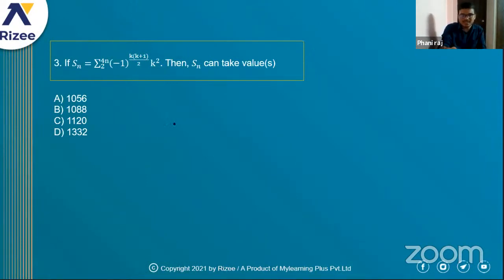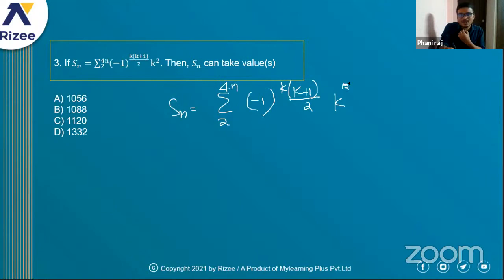This is also one of the most interesting problems in JEE. You are given Sn equal to the summation from 2 to 4n. Now you see, none of us have ever seen this formula previously, right? So in such cases, what you should do is first write the first few terms. Obviously you do not know what n is. If n is 1000, you'll have to write till 4000 terms. But just to know how the pattern is changing, write at least 4 or 5 terms.